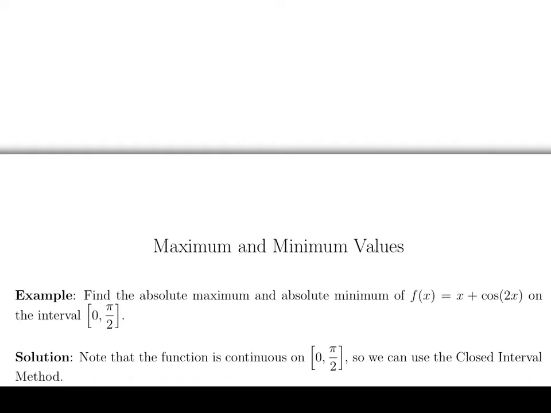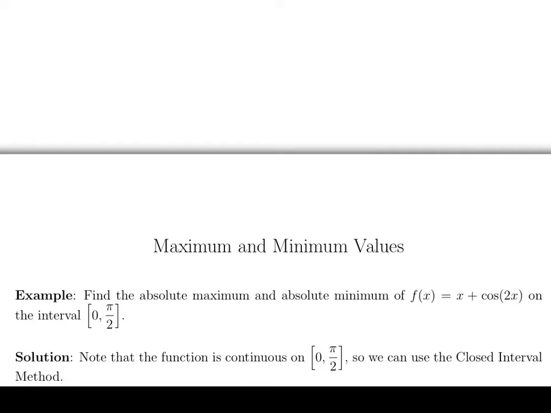In fact, it's continuous everywhere because it's the sum of a polynomial function and a trig function. Cosine is continuous everywhere, so is x. It's continuous everywhere, so it's continuous on 0 to pi over 2. And so it's legitimate for us to use the closed interval method. All right, so we'll follow the three steps in the closed interval method.